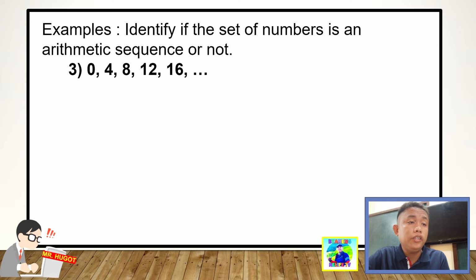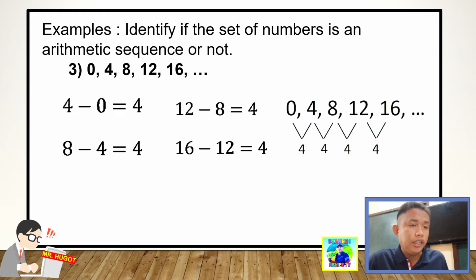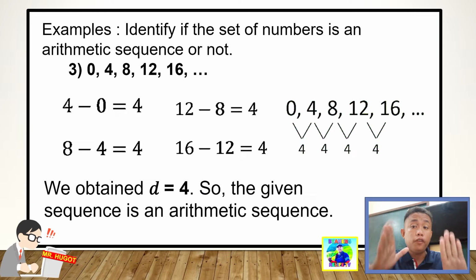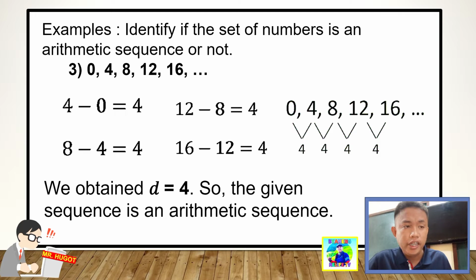So we're going to identify the next number whether they're arithmetic sequence or not. So 0, 4, 8, 12, and 16. Definitely 4 minus 0 is 4, 8 minus 4 is 4, 12 minus 8 is 4, 16 minus 12 is 4. Definitely common difference na ay 4. Ibig sabihin, ito po ay arithmetic sequence. Okay?